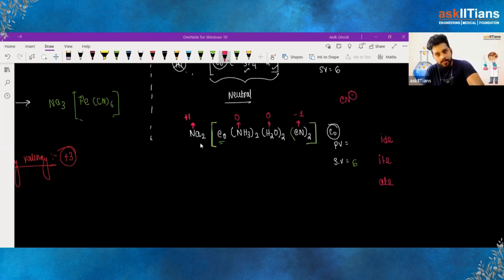What is the primary valency? So count it now. Take your cobalt as X. So guys, the total is plus 2 because 2 sodiums are there, plus X, plus 0, minus 2 because of 2 cyanides. So our overall charge over here is plus 2 minus 2, which cancels out. So X comes as 0.